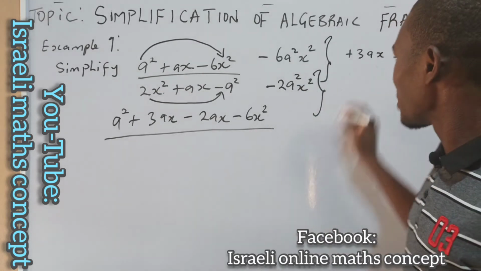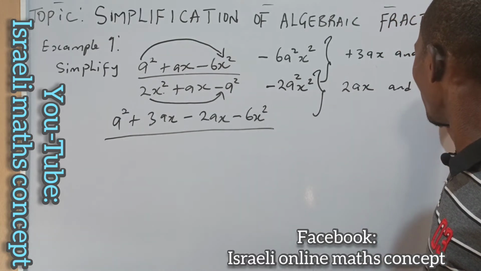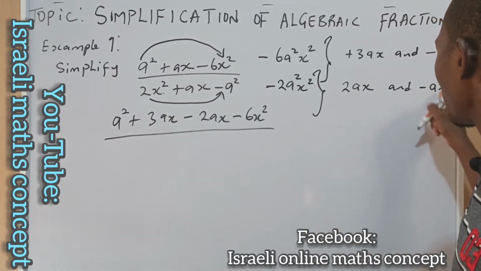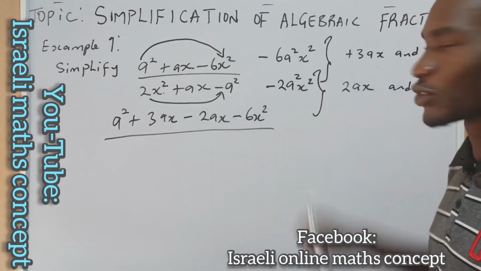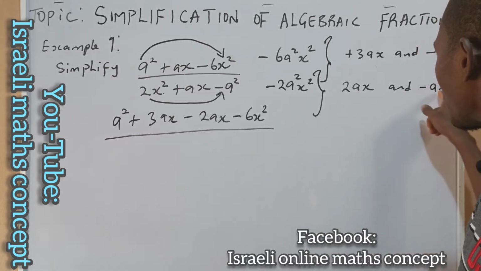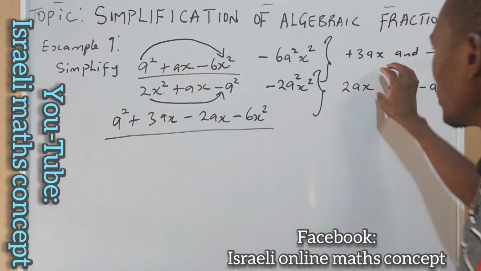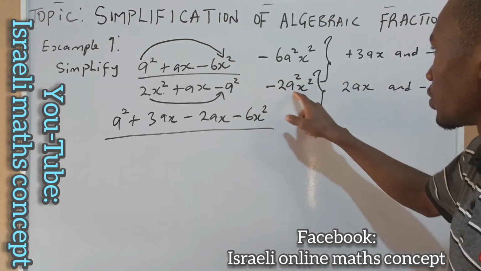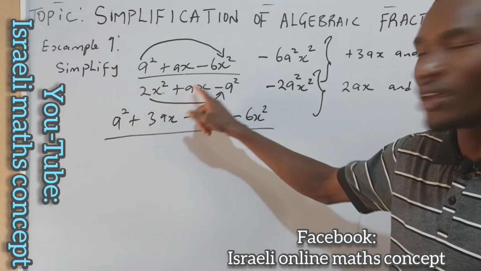The two factors are 2ax and negative ax. Because when we multiply 2ax and negative ax, we are going to get negative 2a raised to power 2 x raised to power 2. Then the next thing is when we add 2ax and minus ax, we are going to get ax here. Hence, we have gotten those two factors that when we multiply them together, we have negative 2a raised to power 2 x raised to power 2, and when we add them together, we get ax.